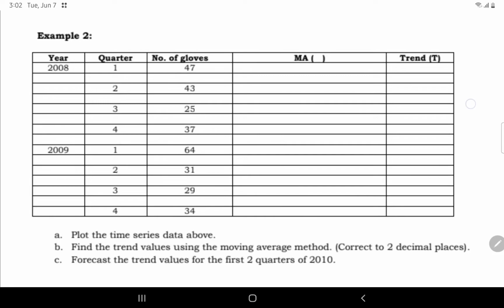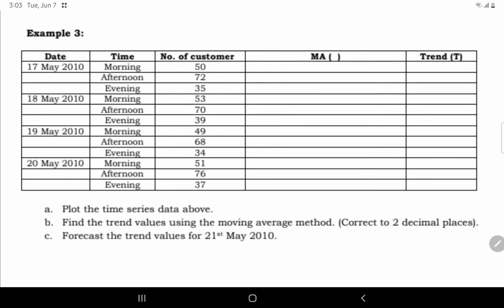Okay, next we look at the other example. Okay, this time kita ada date, dan time dia morning, afternoon, evening, morning, afternoon, evening, morning, afternoon, evening. So kita buat MA3 lah. Okay, 3-point moving average. So the first 3 data is right here. So 50 plus 72 plus 35, and then divide by 3. So you'll get, kita tulis jawapan dia dekat tengah-tengah antara 3 ni iaitu di sini, 52.33. Okay, kita ambil 2 decimal places.